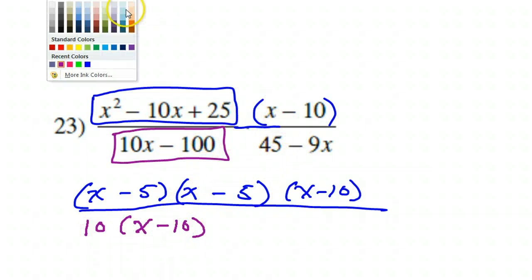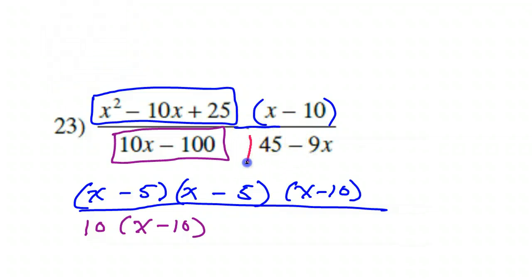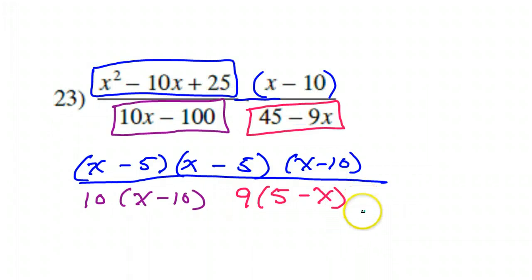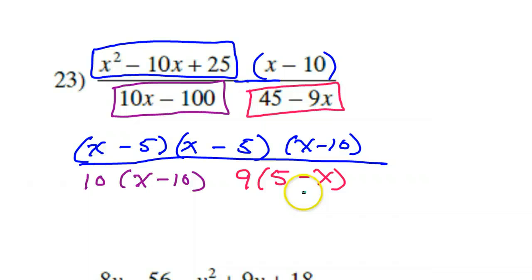Now let's talk about this one. This also has a GCF of 9. So if I pull out the 9, then I'm going to have 5 minus x. Now you see how this is backwards? Let's do a quick side lesson on reversing factors that are written backwards. Quick side lesson.